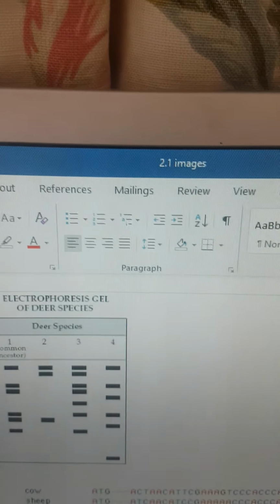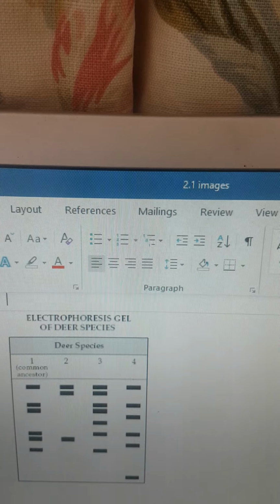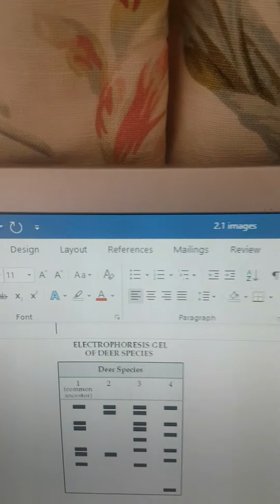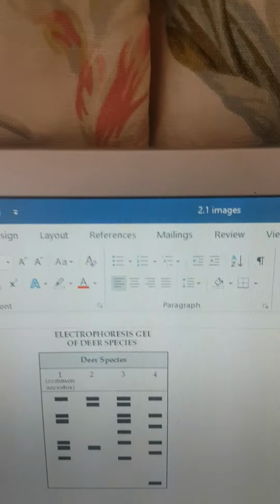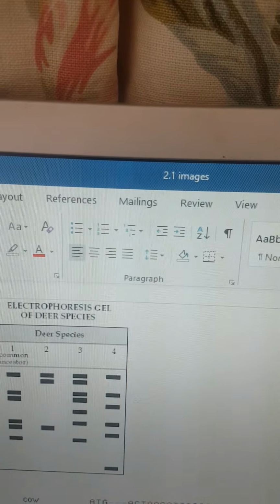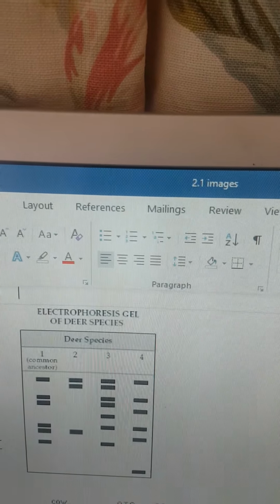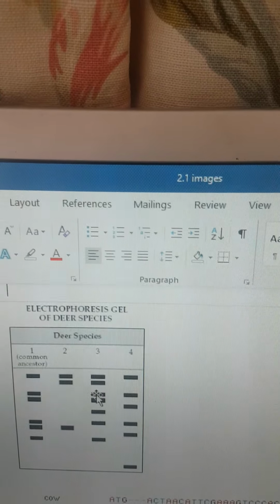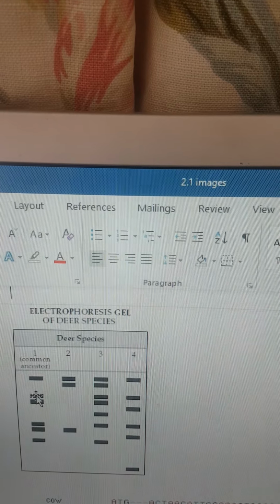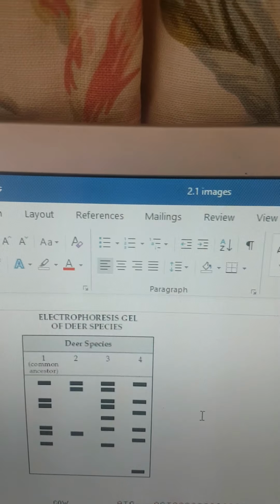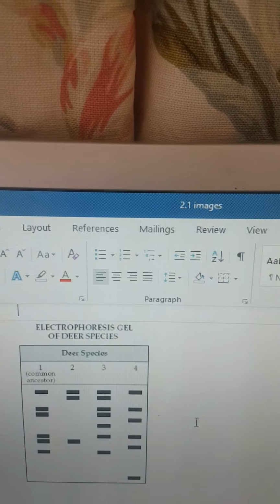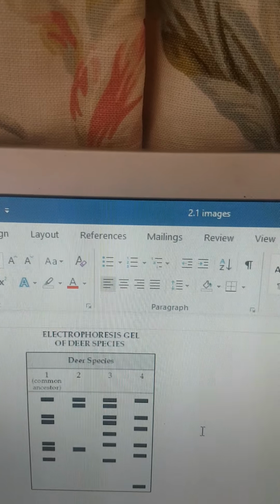But whilst it is not quite as precise as getting a full DNA sequence, you're not getting out something like this, it does at least give you a result that is simple to interpret, and allows you to, for example, compare species 2, 3 and 4 here with a common ancestor 1 and say, well, species 3 is the most closely related to that. Just a quick, easy visual result to interpret. So that's electrophoresis of DNA.